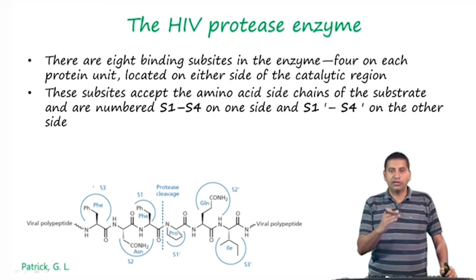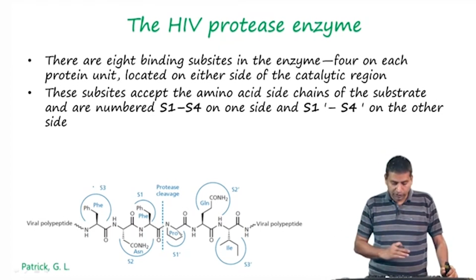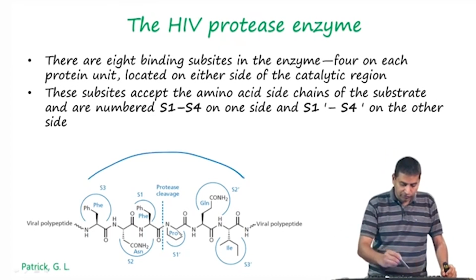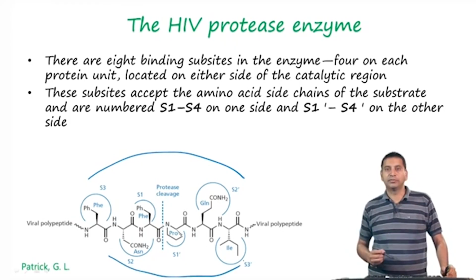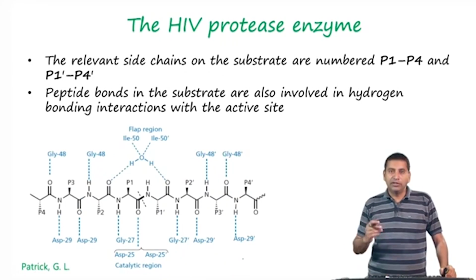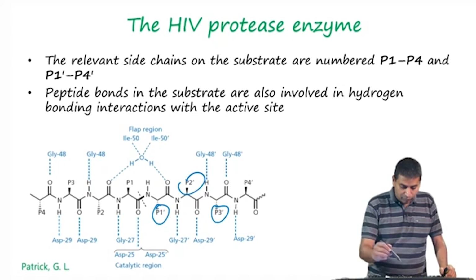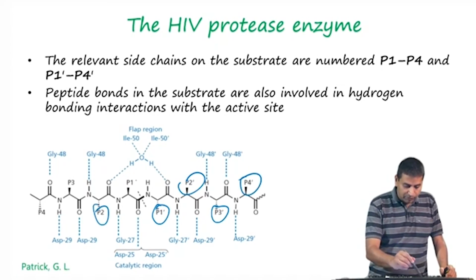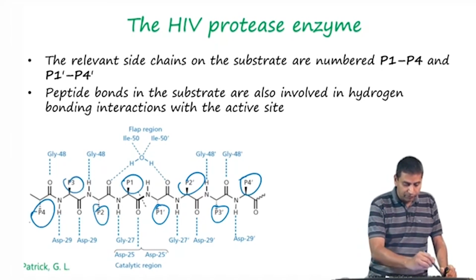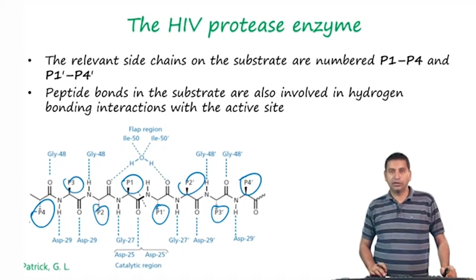These are numbered as S1 to S4 and S1 prime to S4 prime on the other side. So, you can see here these are the subunits. Now, the relevant side chains on the substrate are numbered as P1 to P4 and P1 prime to P4 prime. So, here is P1, P2, P3 and P4 and the corresponding other sites.